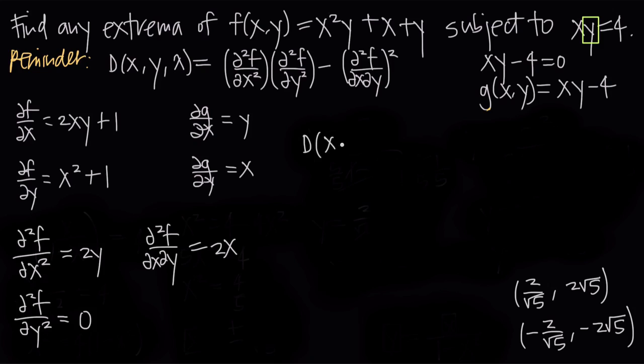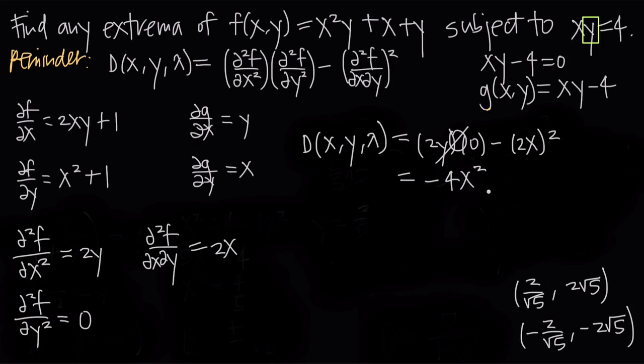So we're going to get D of x, y, lambda is going to be equal to the second order partial derivative with respect to x, which we know is 2y, multiplied by the second order partial derivative of f with respect to y, which we know is 0. And then we're going to subtract from that the mixed second order partial derivative squared. So we're going to take this 2x value and we're going to square that. And then we want to simplify this as much as possible. Obviously, 2y times 0 is going to give us 0. So here we're going to have 2x quantity squared is 4x squared. So we end up with a negative 4x squared. So we have this expression then for D of x, y, lambda is equal to negative 4x squared.